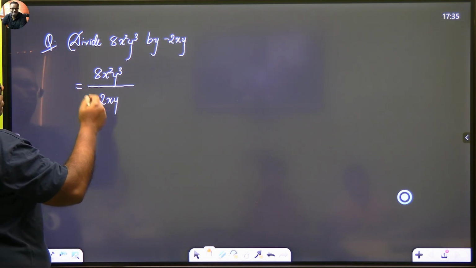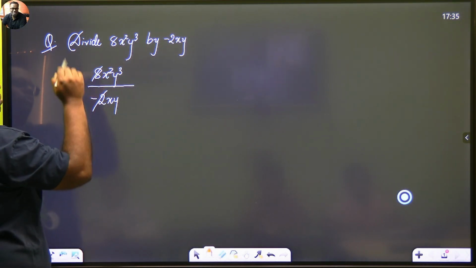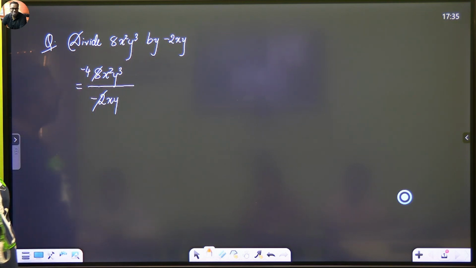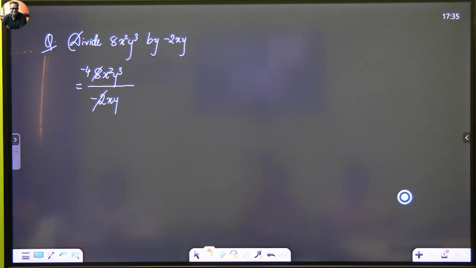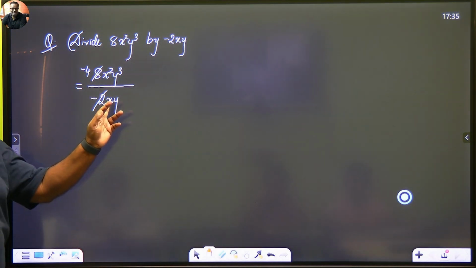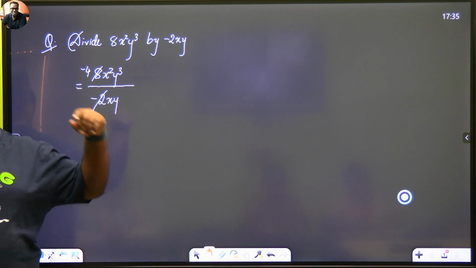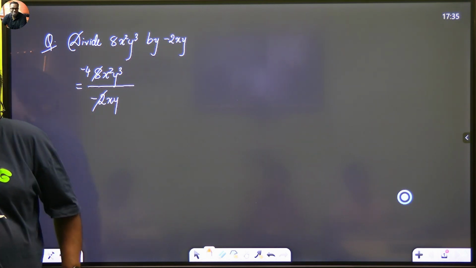The negative anyway will go on top. So negative 2, if you multiply with negative 4, it becomes positive 8. So one part is over. We have x square and we have x. Now here you have to be fast. You can't go by the baby way. The exponent rules we will be using, but you have to be fast.